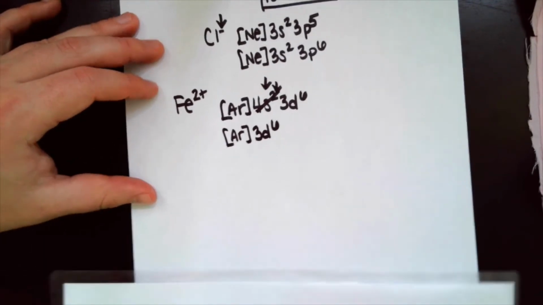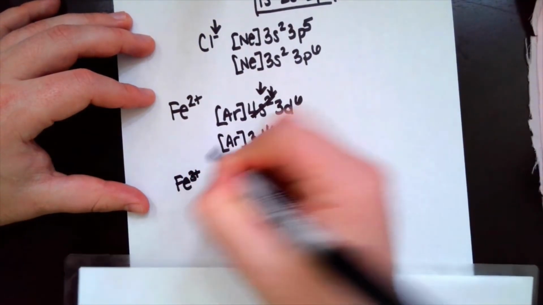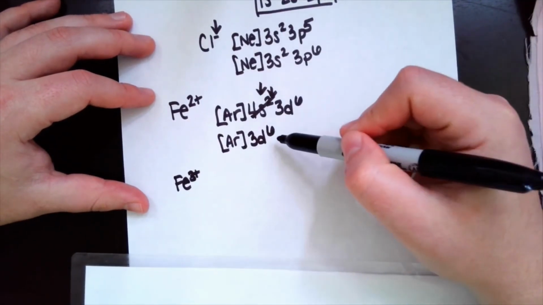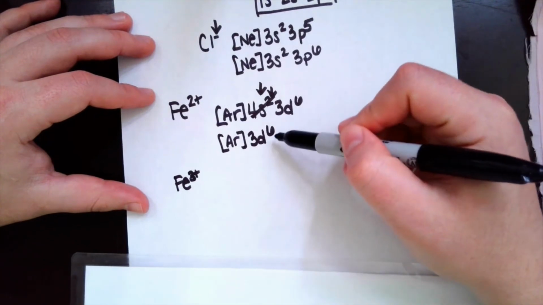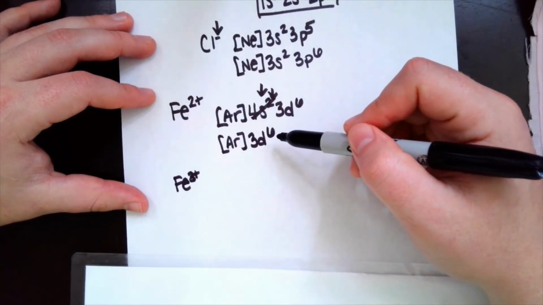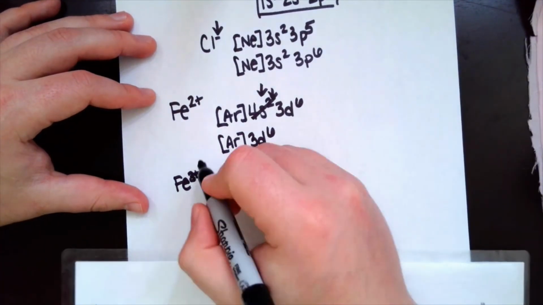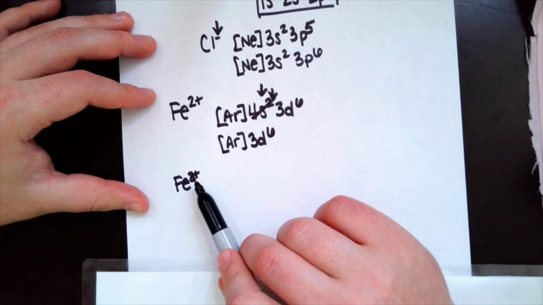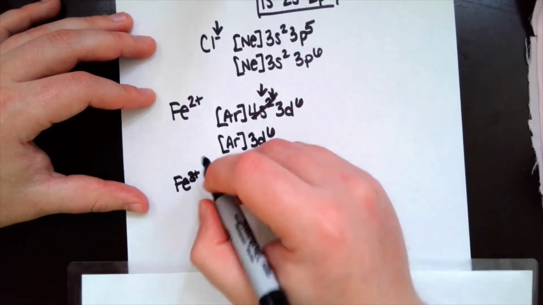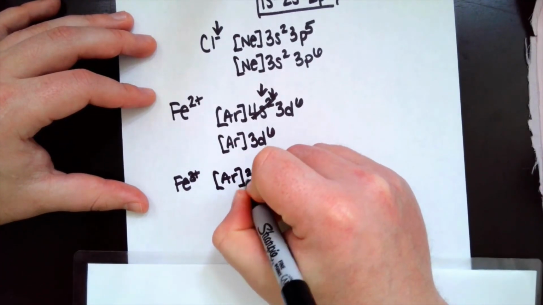Now, if we were to keep going, so let's say we had iron 3+. Well, of course, we lose the first two from the 4s again. But now we no longer have the 4s. Now, from here on out, we just follow the normal rule of going with the highest energy electrons. So now we would just take one away from the 3d. Because even though we're taking 3 electrons away, we already took 2 away from the 4s, so there's only 1 left to remove. So now that would become argon 3d5.